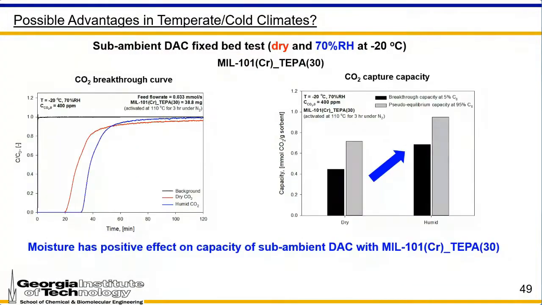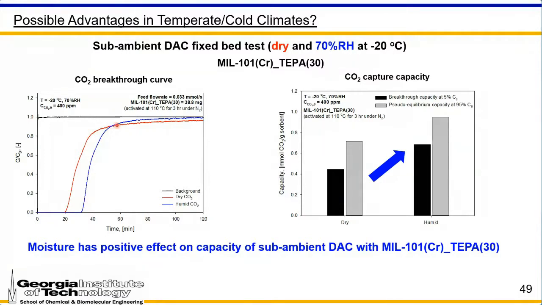We can look at these materials in a breakthrough process as well. So here's the CO2 breakthrough curve for 400 ppm CO2 under dry conditions in red, and then at 70% relative humidity at minus 20 degrees C. The black line shows you the breakthrough of just the blank reactor.